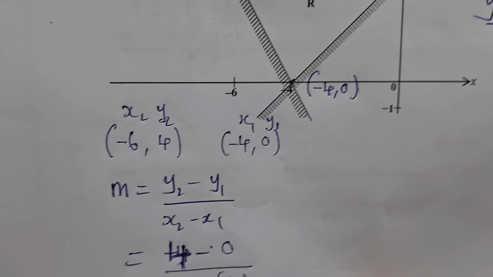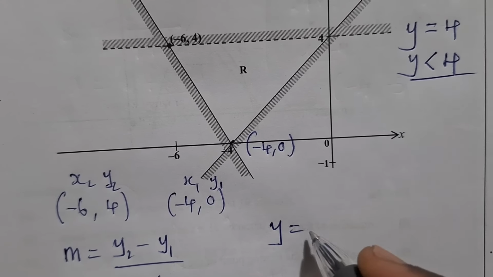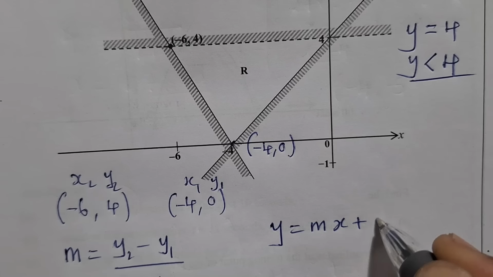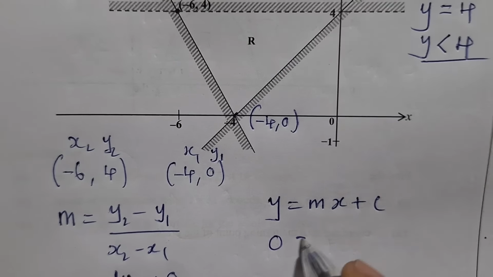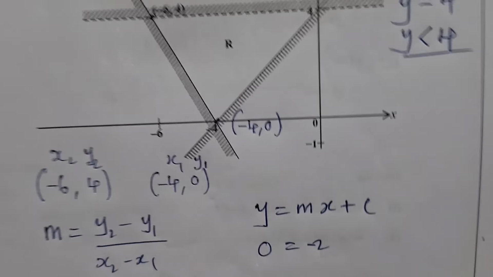Okay. So now we can use the formula for finding the equation of a straight line. So we shall use these points. 0 is our x-axis, is equal to negative 2. Our m here, we just found it to be equal to negative 2.